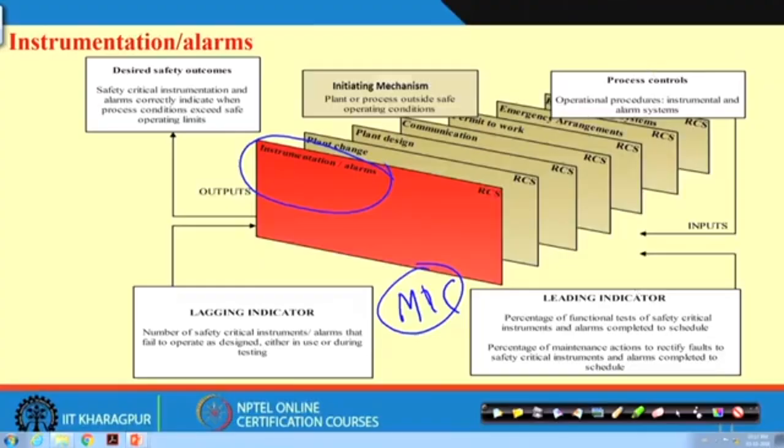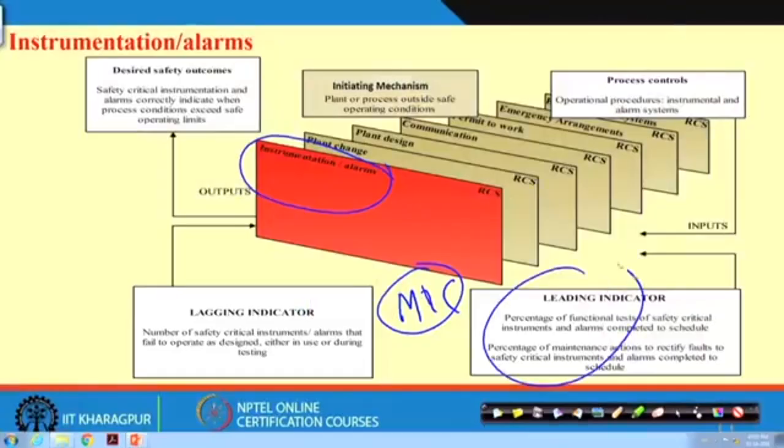So, for the leading indicators, what is the input? Operational procedures, instrumentation and alarm systems; they are the things which we have to tweak. What are the leading indicators? The percentage of functional tests of safety critical instruments and alarms completed to schedule. For all the critical equipment, you should test whether they are working or not. What percentage of the instruments and alarms have you completed? That will show the effectiveness of the system.